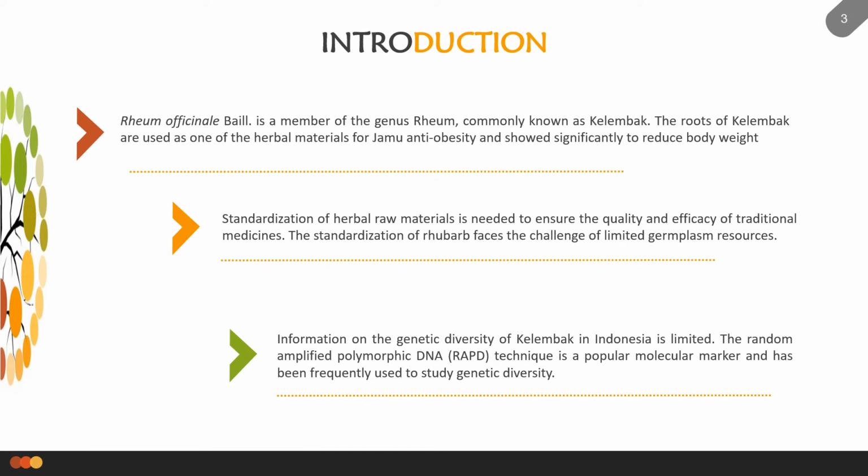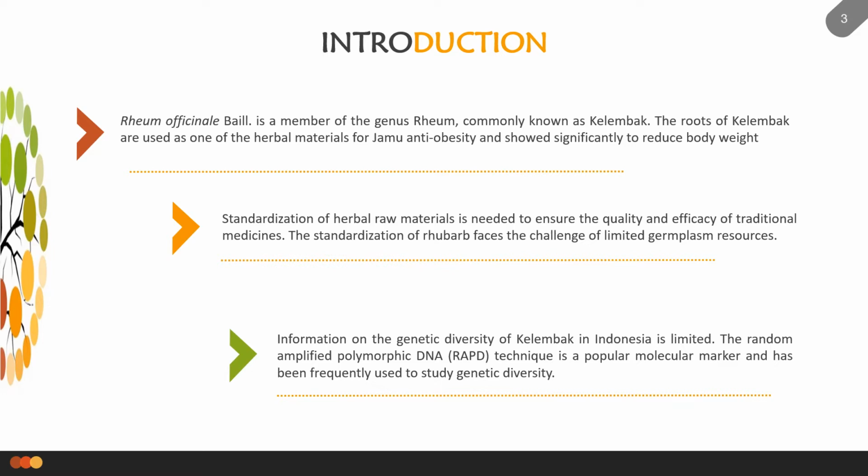Rheum officinale is a member of the genus Rheum, commonly known as Kelembak. The roots of Kelembak are used as one of the herbal materials for jamu anti-obesity and are sought significantly to reduce body weight. Standardization of herbal raw materials is needed to ensure the quality and efficacy of traditional medicines. The standardization of rhubarb faces the challenge of limited germplasm resources. Information on the genetic diversity of Kelembak in Indonesia is limited.